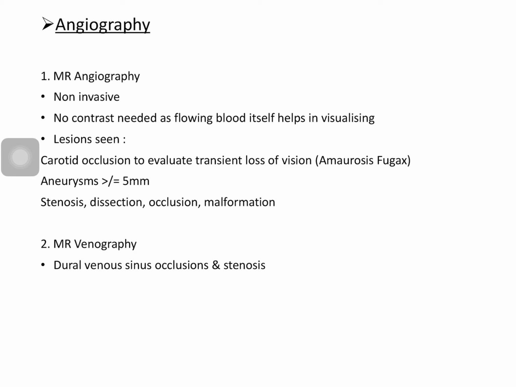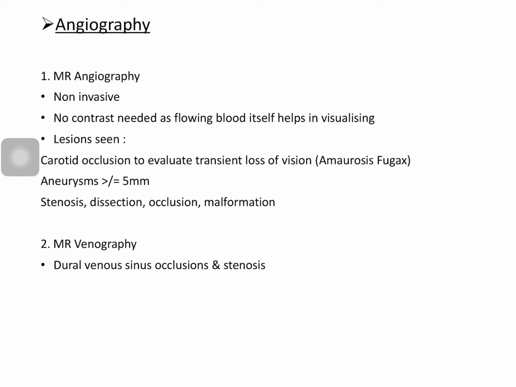The lesions that can be seen, the most important is carotid occlusion. Suppose a patient presents to you with transient loss of vision, usually unilaterally. Such a condition is called amaurosis fugax, and you should start thinking vascular causes for such conditions. The patient has a loss of vision for 5 or 10 minutes, eventually it recovers on its own. So carotid occlusion is one of the most common causes, carotid artery disease.